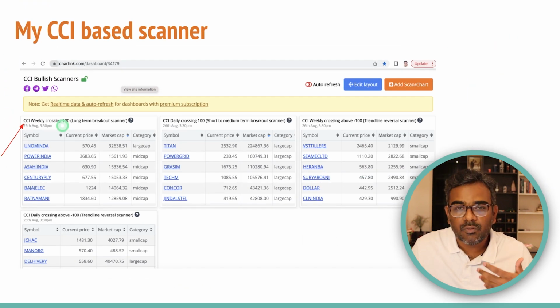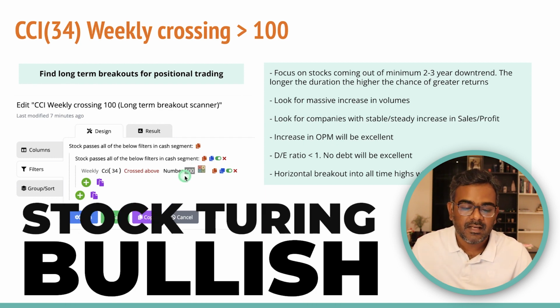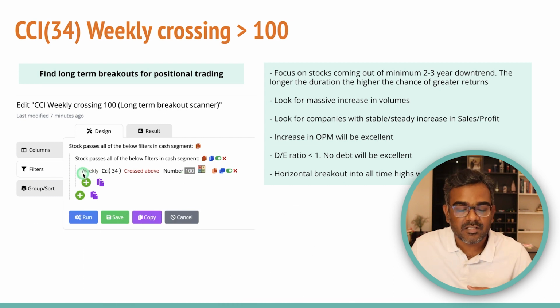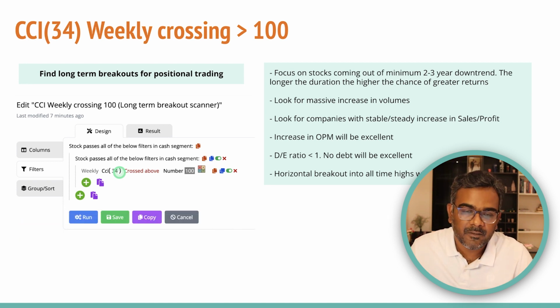I'm going to teach you how to apply some rules, and I'm going to show you what this scanner actually contains. Okay, so this is the logic that I have coded in the scanner. Here, if you see, it is a simple one-line condition which says weekly CCI 34 crossed above number 100. Now, this primarily means that the stock is entering bullish territory, and since I'm using the weekly charts here, and since I'm looking at the last 34 weeks, it would mean that the stock is breaking out probably from a very strong consolidation of more than 6 months or probably more than a year.